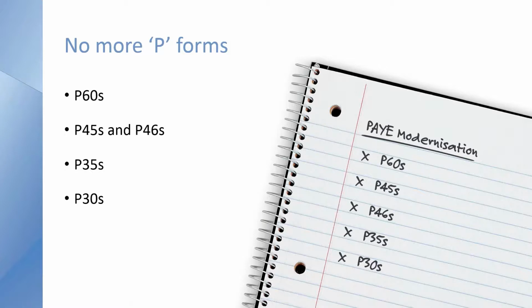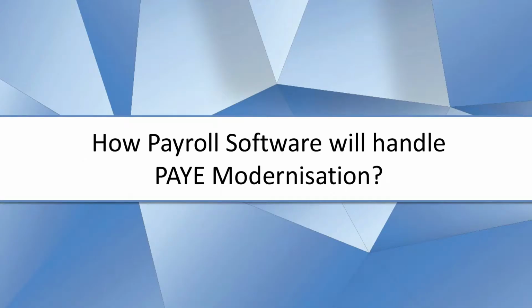You will still need to submit a P35 this coming January or February and still need to give your employees their P60s, but this will be the last time.